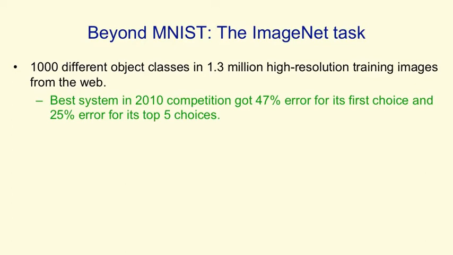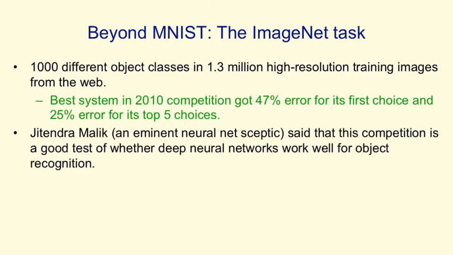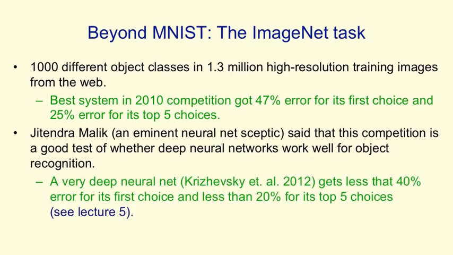Jitendra Malik, who's an eminent neural net skeptic and a leading computer vision researcher, has said that this competition is a good test of whether deep neural networks can work well for object recognition. And a very deep neural network can now do considerably better than the thing that won the competition. It can get less than 40% error for its first choice and less than 20% error for its top 5 choices. I'll describe that in much more detail in Lecture 5.